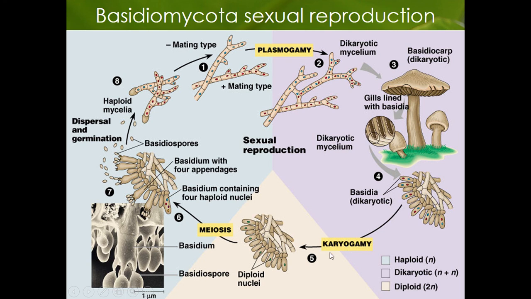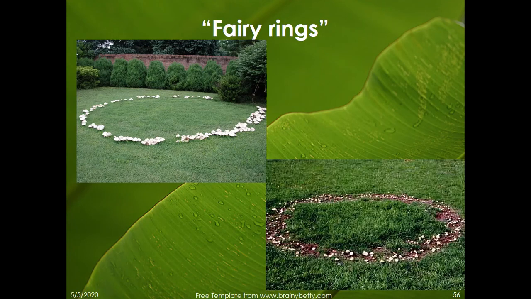After that, they will undergo karyogamy, the fusion of the nuclei, forming diploid nuclei. Undergoing meiosis, they will form 4 haploid nuclei, and the basidium will produce basidiospores that will be released, and then the spores will disperse and germinate again to form haploid mycelia, and then the cycle will continue again and again.